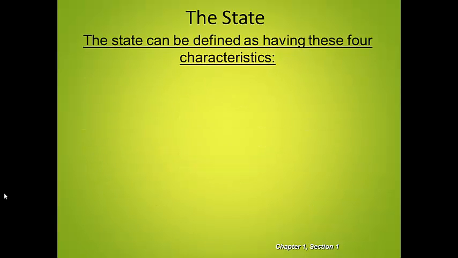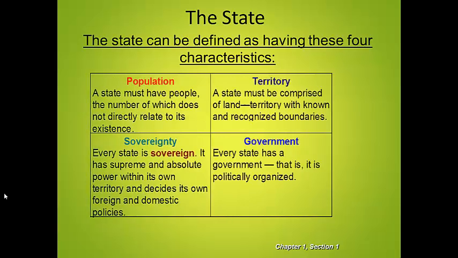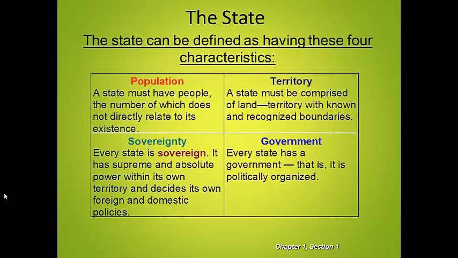All right, the state. So we have a government, we have a state. The state can be defined as having 4 different characteristics, and I'm going to go through these quickly. They have to have a population. They have to have territory, so you have to be able to define the territory. You have to have boundaries, and you've got to be able to defend that. You have to have a government, which we just defined. And then you have to have sovereignty.